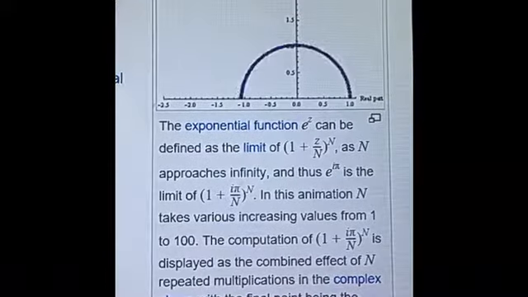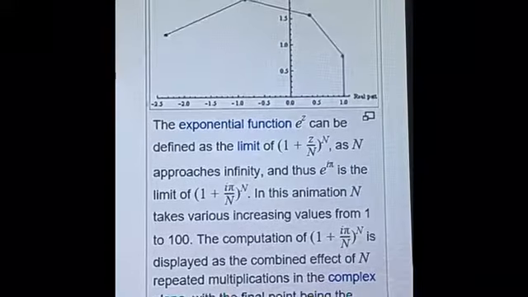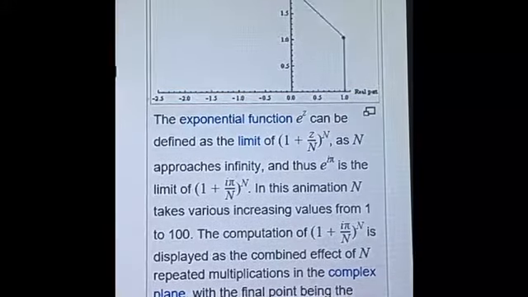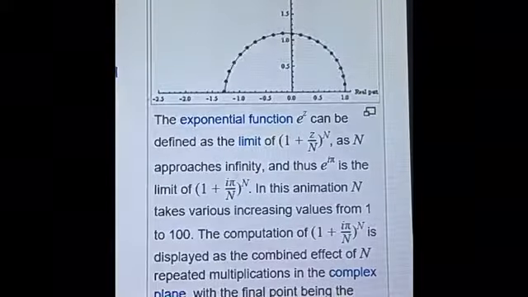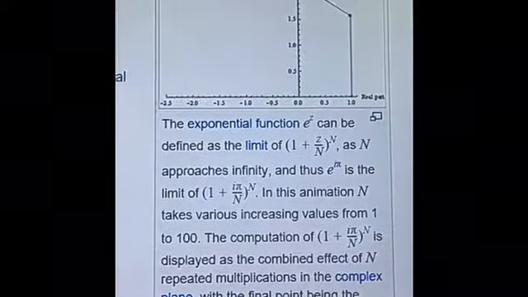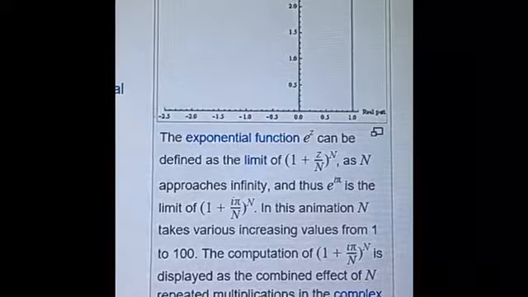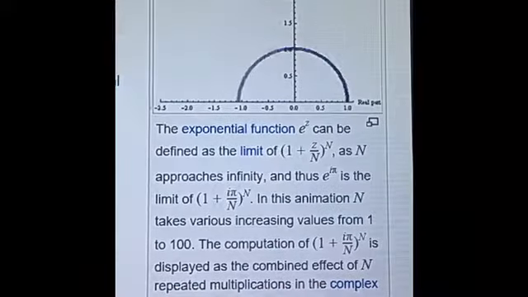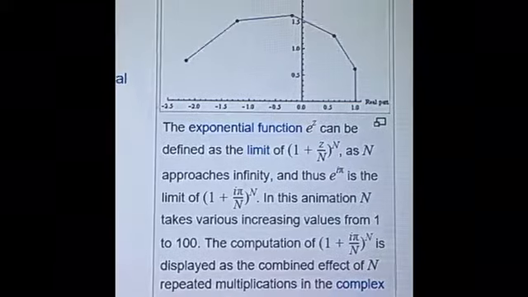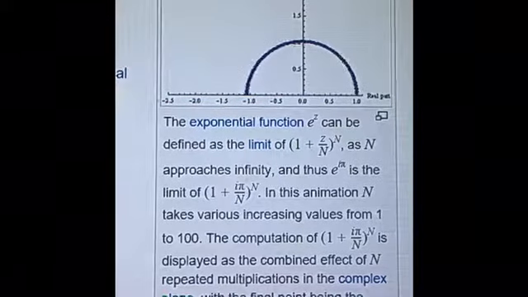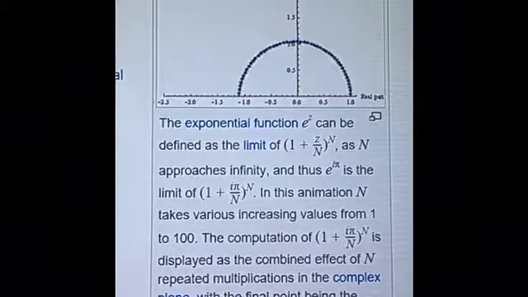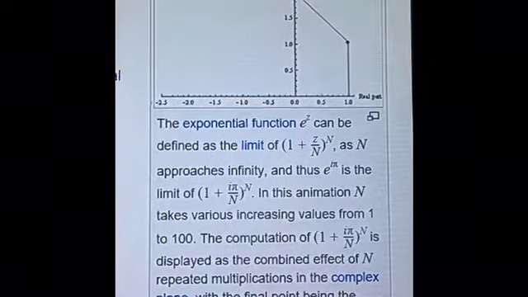In this animation, n takes various increasing values from 1 to 100. The computation of (1 plus i pi over n) to the power of n is displayed as the combined effect of n repeated multiplications in the complex plane, with the final point being the actual value of (1 plus i pi over n) to the power of n. It can be seen that as n gets larger, (1 plus i pi over n) to the power of n approaches a limit of -1.